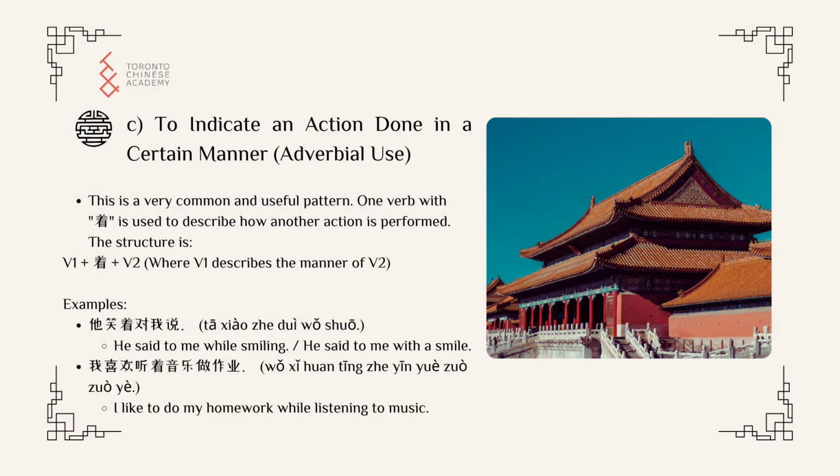In the third situation you should be using the construction, this is a very common and useful pattern. One verb with 着 is used to describe how another action is performed. The structure for this is usually the first verb plus 着 plus the second verb, where verb 1 is describing the manner of verb 2. Some examples of this are 他笑着对我说, He said to me while smiling, or he said to me with a smile. You could also say 我喜欢听着音乐做作业, I like to do my homework while listening to music.